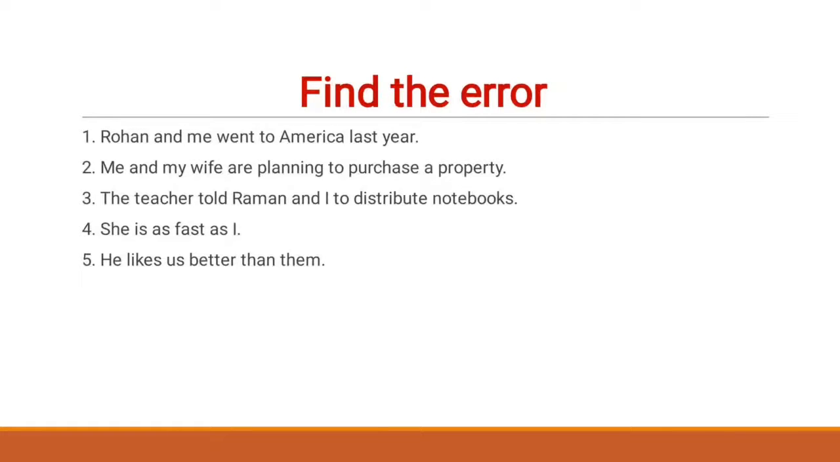Let's discuss the answers. Rohan and I went to America last year. Yes, here me is wrong and we will be using the subjective case I because Rohan and I are subjects here. Me and my wife are planning to purchase a property. What is wrong in this sentence? Here, the subjective case I should be used, but we need to place it in the second place. We will be saying, my wife and I are planning to purchase a property.